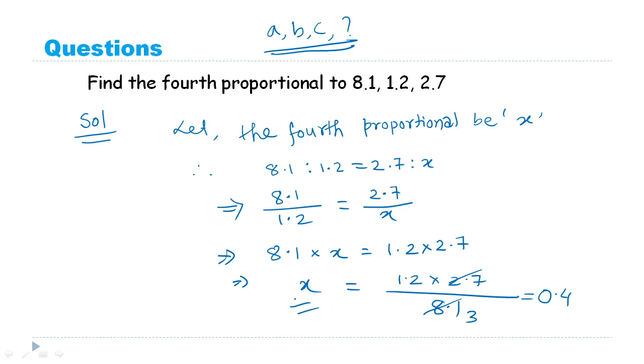It means the fourth proportional is equal to 0.4. So here is the answer.